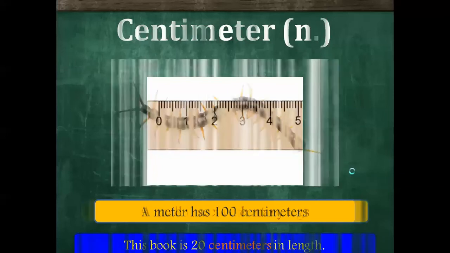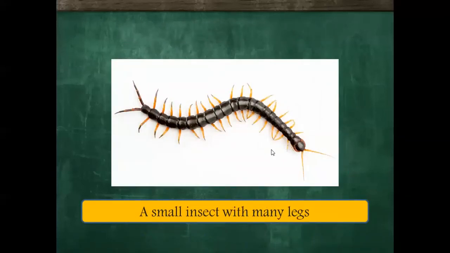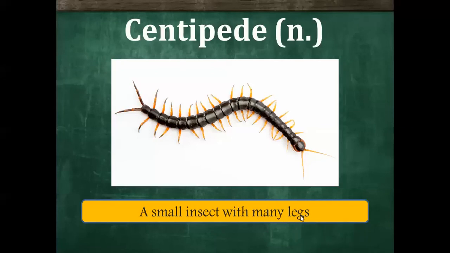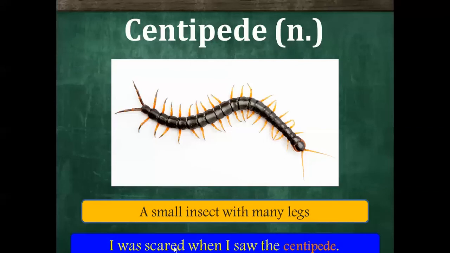Then, a small insect with many legs. We call it centipede. Of course, it's the name of the insect, so it is a noun. I was scared when I saw the centipede.